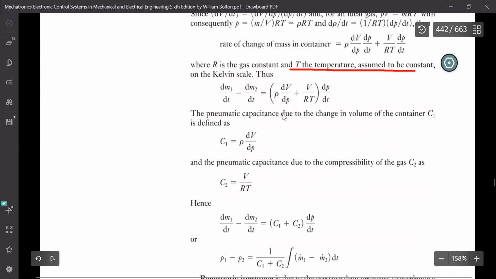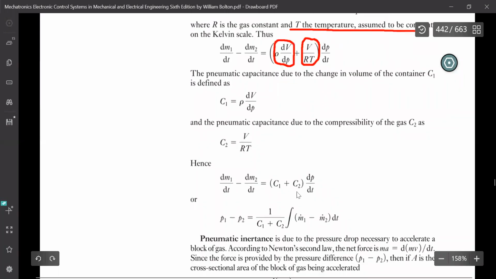So the pneumatic capacitance due to the change in volume of the container, what was that? Rho dV by dP. And the pneumatic capacitance because of the compressibility of the gas will be equal to V by RT. So we got two things over here: rho dV by dP, because of the change in volume, and V by RT, because of compressibility. So this is C1 and C2. That means the variability in the mass flow rate will be equal to dm1 by dt minus dm2 by dt equals (C1 plus C2) into dP by dt.